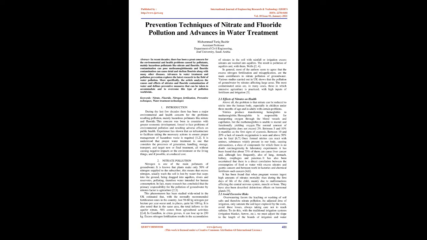4,6. It has been found that when pregnant women ingest high amounts of nitrates, mortality rises during the first days of life of the child, mainly due to malformations affecting the central nervous system, muscle, or bone. Deleterious effects on hormonal glands have also been described. 9. 2.2 Avoid excessive risks.